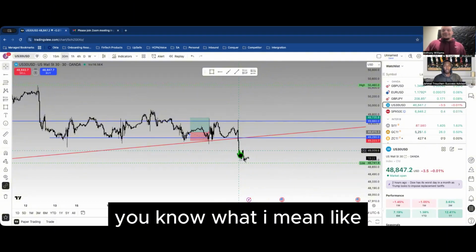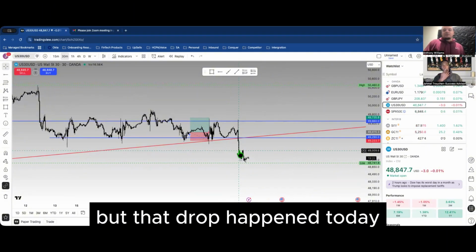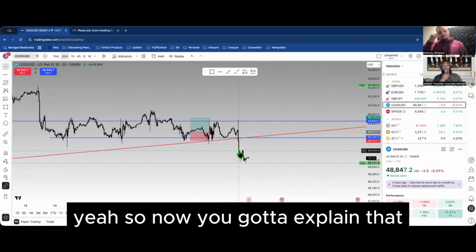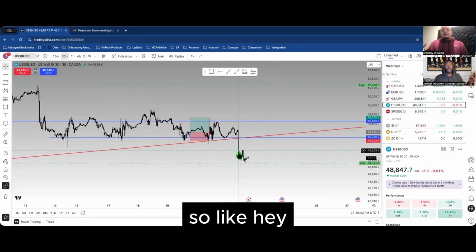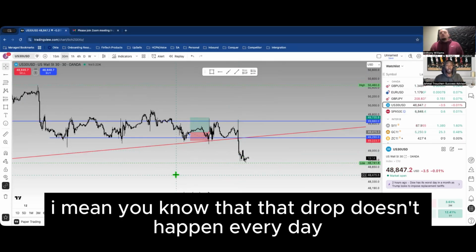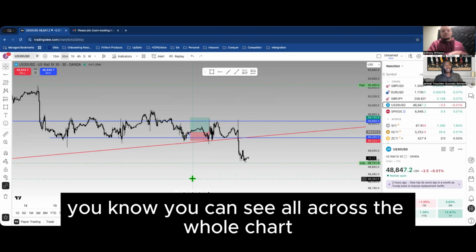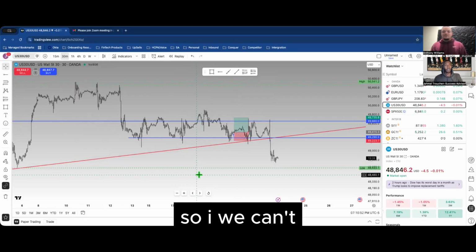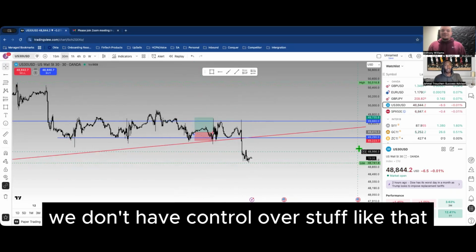You know what I mean? Like the whole thing was buys, but that drop happened today. Yeah, so now you gotta explain that. This is not something that happens every day. You can see all across the whole chart that a drop like that doesn't happen every day. So we don't have control over stuff like that.